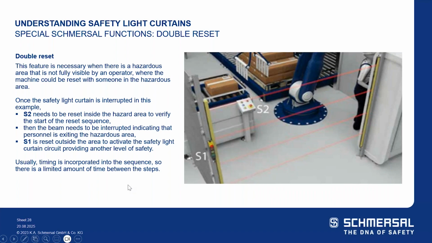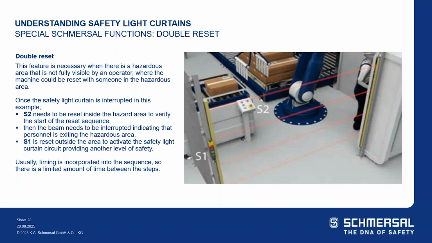once the light curtain has been interrupted and someone goes inside of the robotic cell, the hazardous area, but if you lose line of sight, the inside switch number 2 needs to be reset inside the hazardous area to verify the beginning of the reset sequence. And then the beam needs to be interrupted, so he has to walk through the opening with the light curtain. And so that indicates that the person has now exited the hazardous area. And S1 is reset, the switch reset button S1 is reset outside the area to activate the safety light curtain, providing another level of safety.